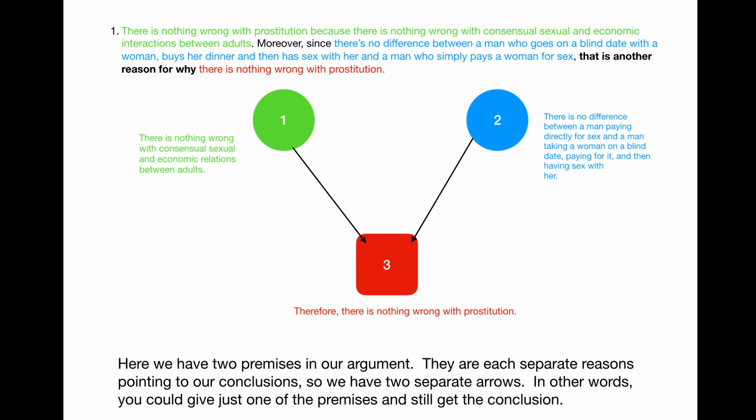So we look at our conclusion. There's nothing wrong with prostitution, and we say, why is there nothing wrong with prostitution? Because there's nothing wrong with consensual, sexual, and economic relations between adults. Good on its own. It's a reason on its own. Then we look at the other one. Why is there nothing wrong with prostitution? Because there's no difference between a man paying directly for sex and a man taking a woman on a blind date and paying for it, and then having sex with her. And that's a reason on its own. So they're not dependent on each other, so they get their own little arrows going to the conclusion. Okay?